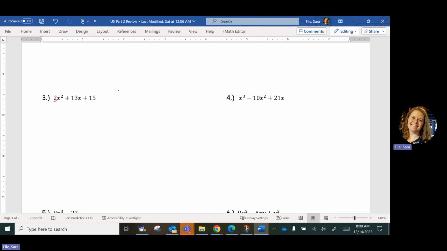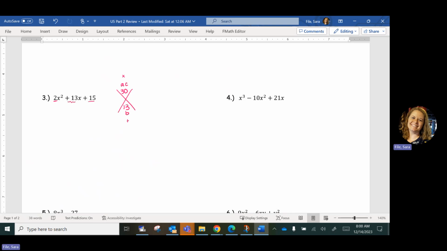So this is the one where I show y'all the X method. So we take A times C and put it in the top. Okay, so A is the 2, C is the 15. So 2 times 15 is 30. And then you put your B in the bottom. So my B is 13. And I ask myself, what multiplies to 30 but adds to 13?